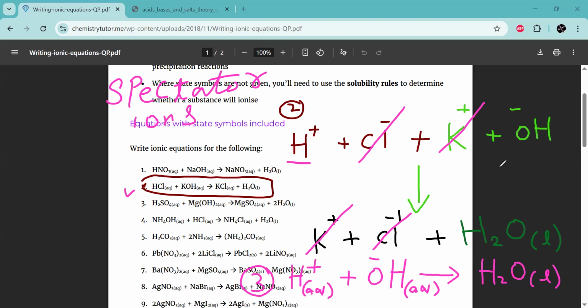Okay. Did you get it? How to write down the ionic equation, Fateh? Yes. Good. Okay, let's move on to the next one.